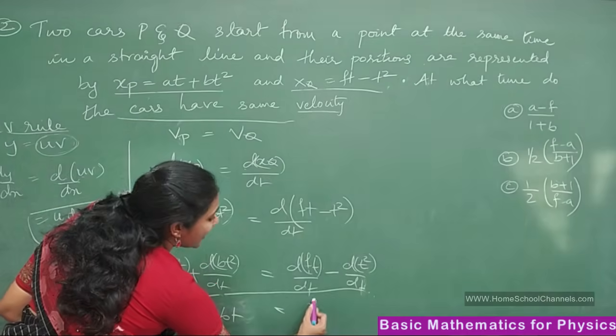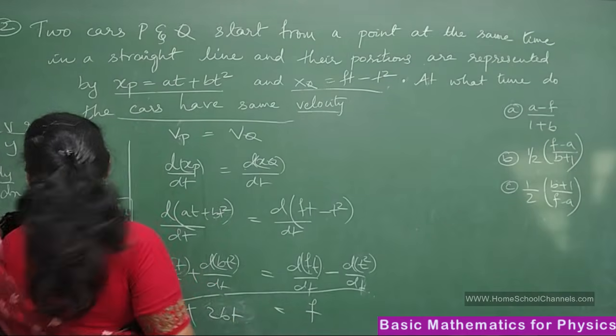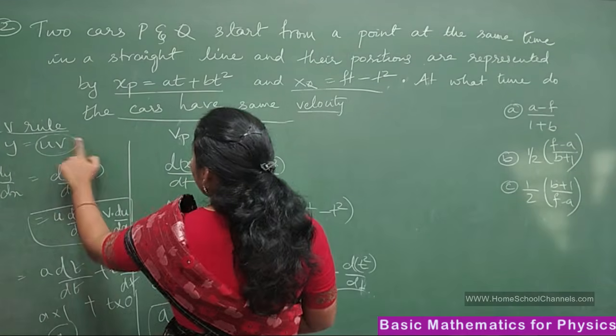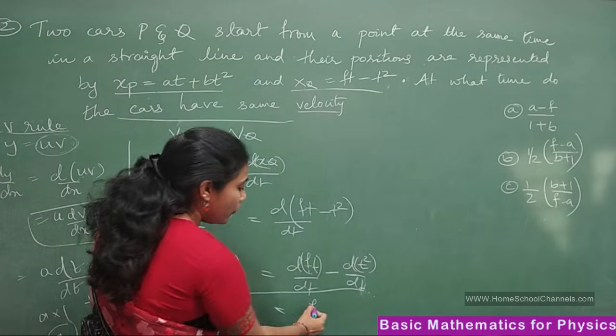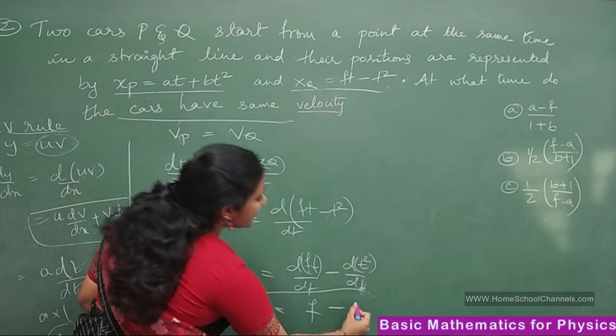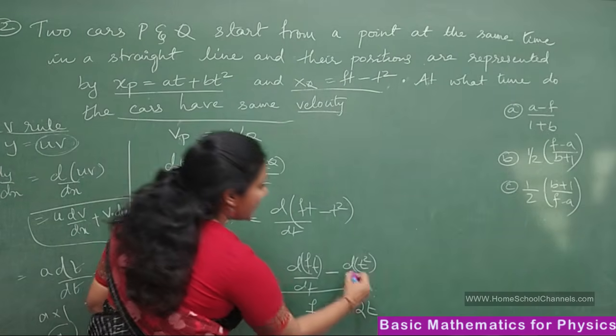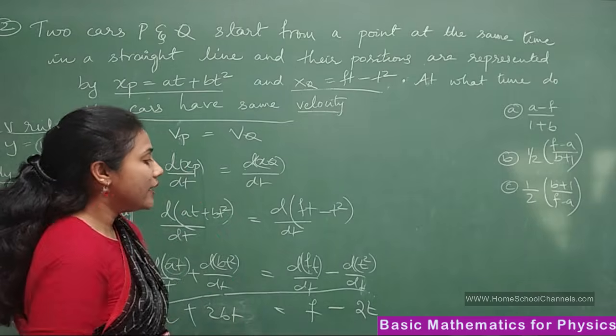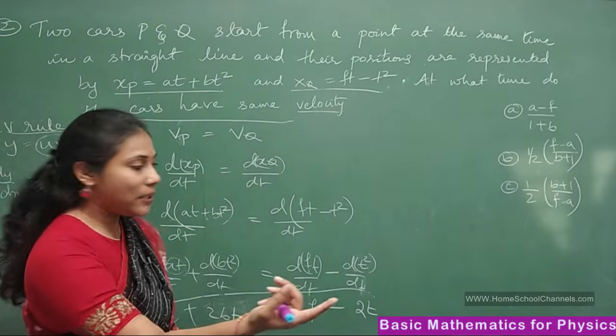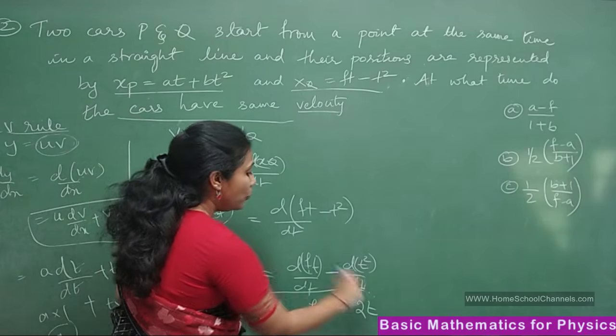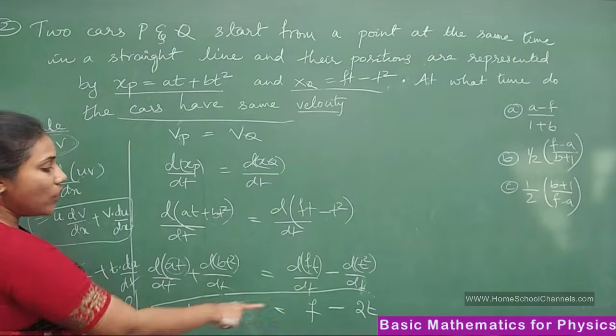Differentiation of ft is f. Okay, you can apply this formula, the uv rule, you can apply here. You will get f minus 2t. Differentiation of t square is 2t. Differentiation of x square formula, do you remember? So it is 2t. Okay, so this is what you will get.